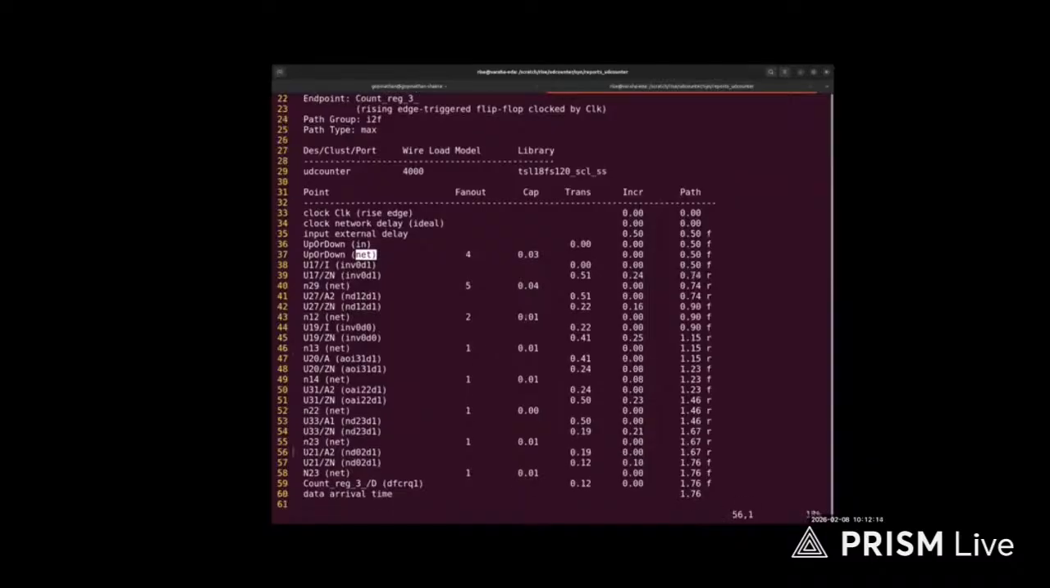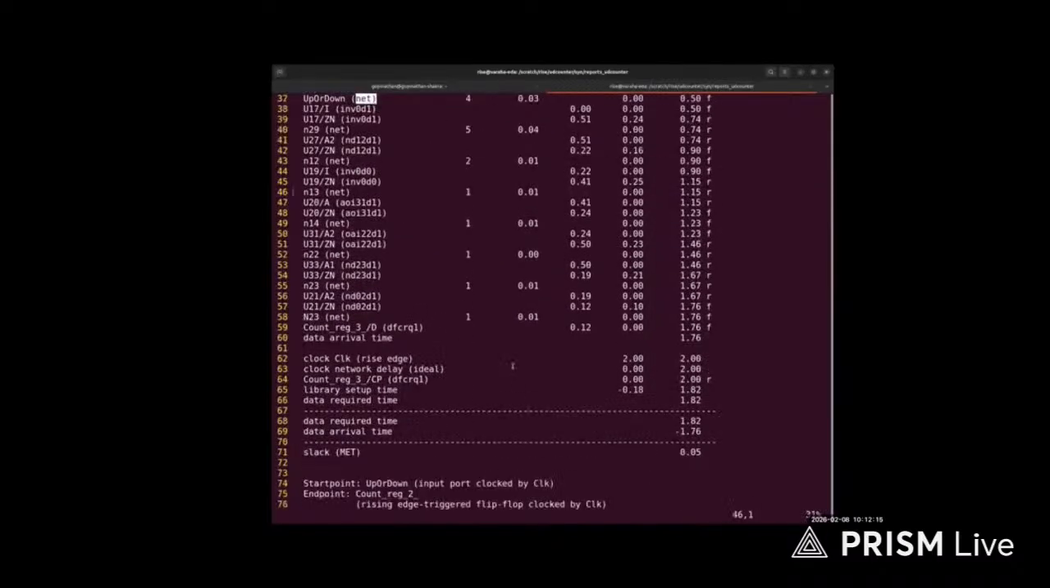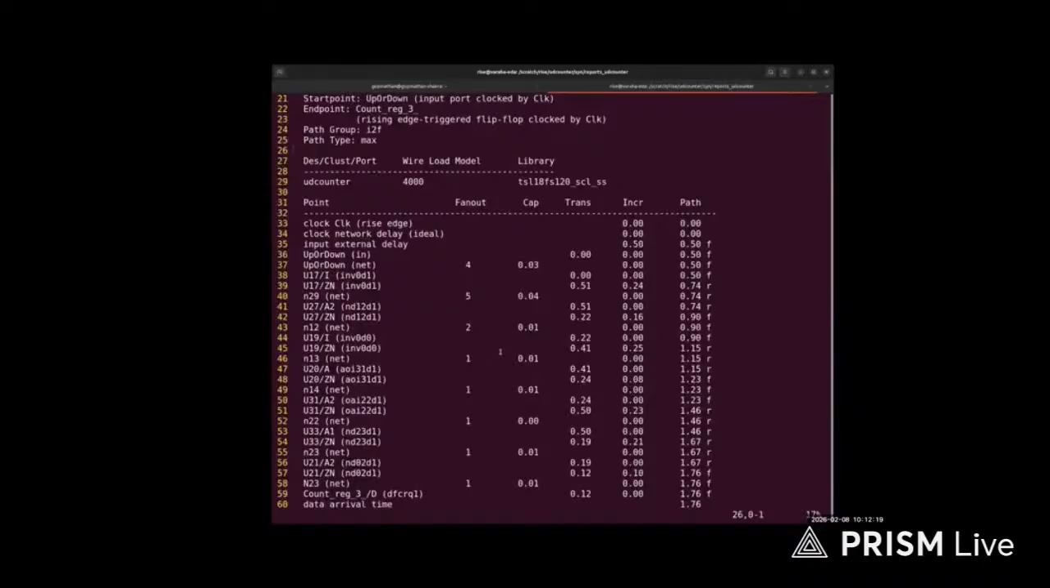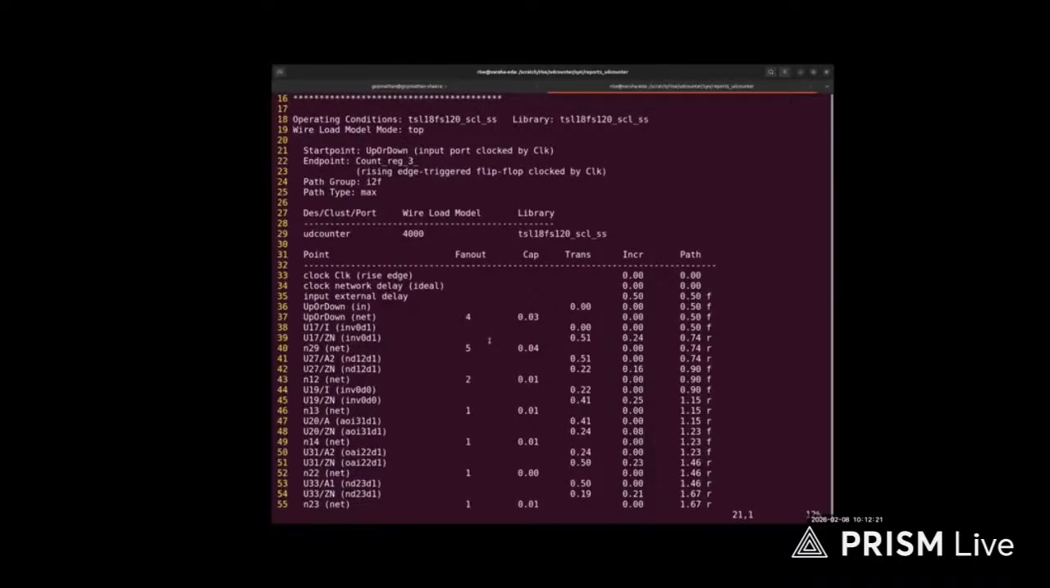By the way, whatever we are discussing right now is an input to output path, input to flop path, which is not flop to flop. This is not going to decide the frequency of the chip. The frequency of the chip will be defined by the flop to flop path, not by input to flop or flop to output. We'll have a look into the flop to flop path once.